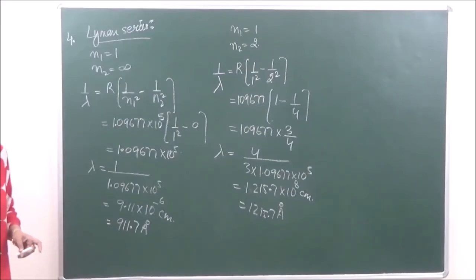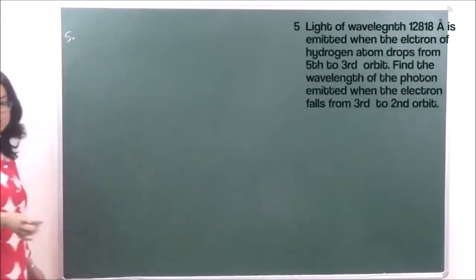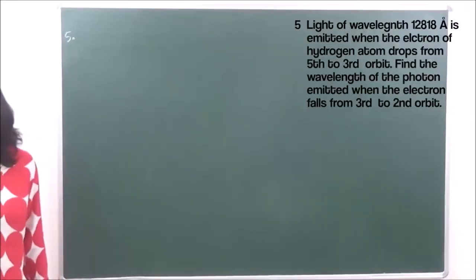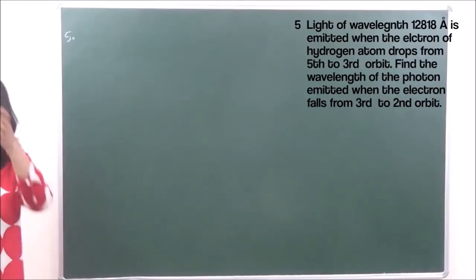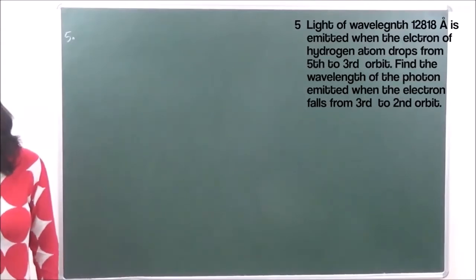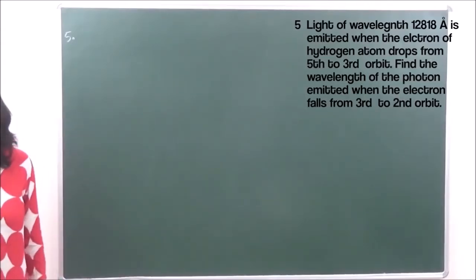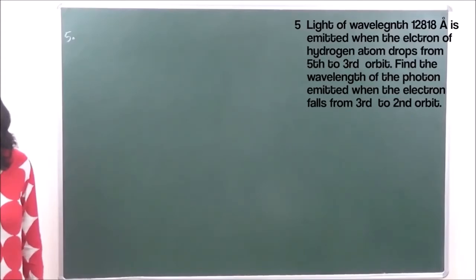Question number 5. The question is, light of wavelength 12818 Angstrom is emitted when the electron of hydrogen atom drops from 5th to 3rd orbit. Find the wavelength of the photon emitted when the electron falls from 3rd to 2nd orbit. So one of the lambda is given to you. Okay? So what do we have to do over here? We have to calculate the lambda of the second.